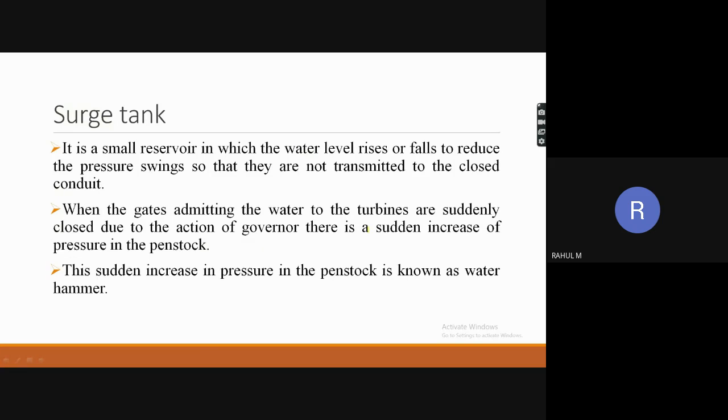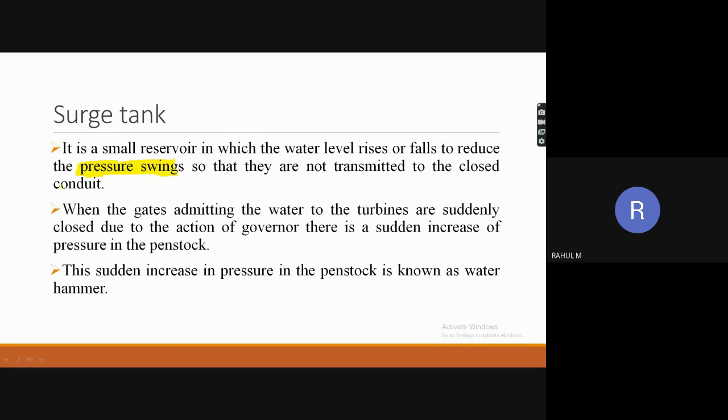Now you have the surge tank. Surge tank performs two major functions. Basically you can say that it works as a pressure control unit. It is a small reservoir in which the water level rises or falls to reduce the pressure swings, or the pressure variations, so that they are not transmitted to the closed conduit.